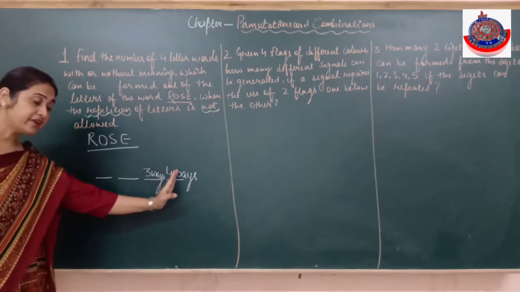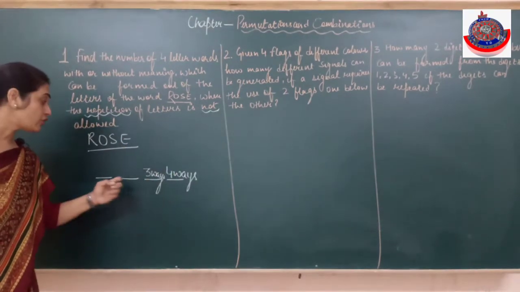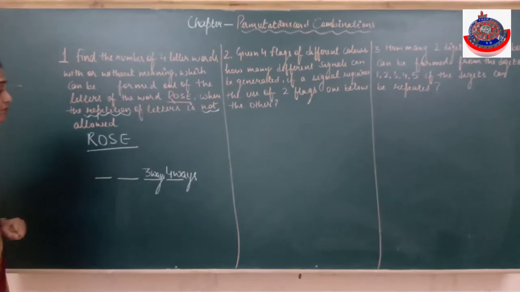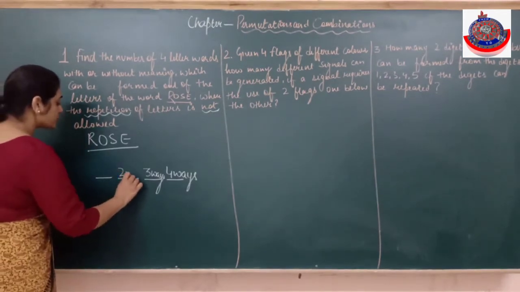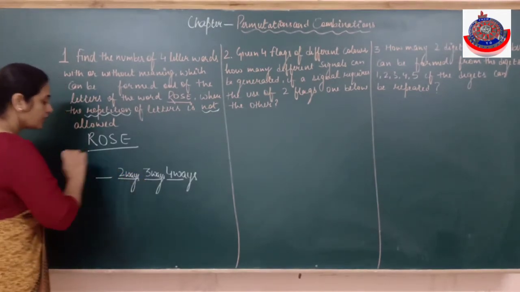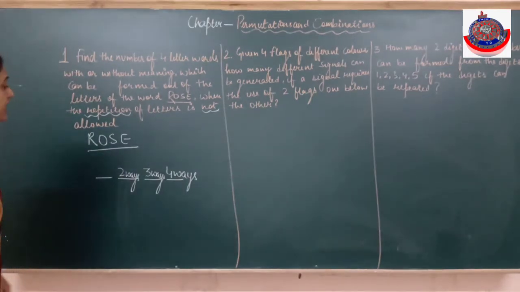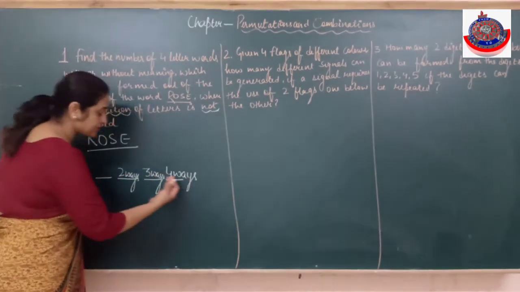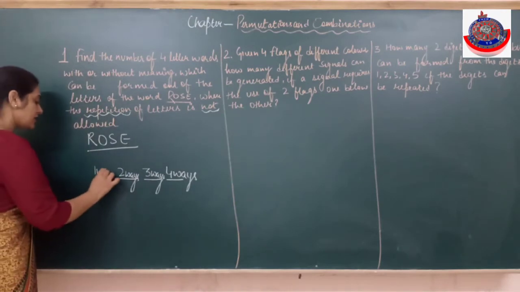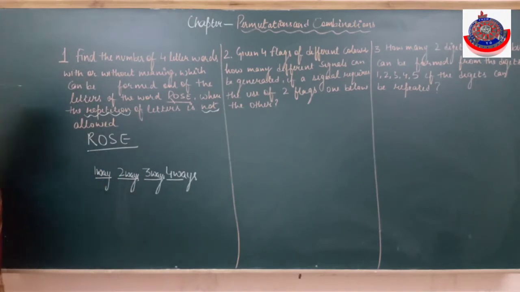Now, one letter is filled here, second letter is filled here. Now for the third blank, how many letters are left with me? I am left with 2 ways only. Is it clear? And 3 letters are already filled. Repetition is not allowed, so the last blank has 1 way.